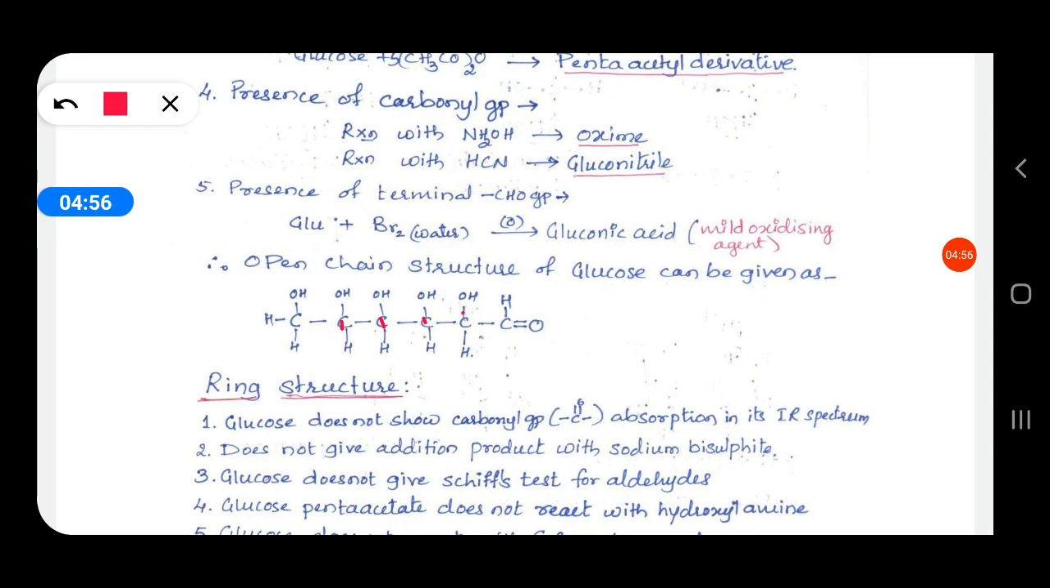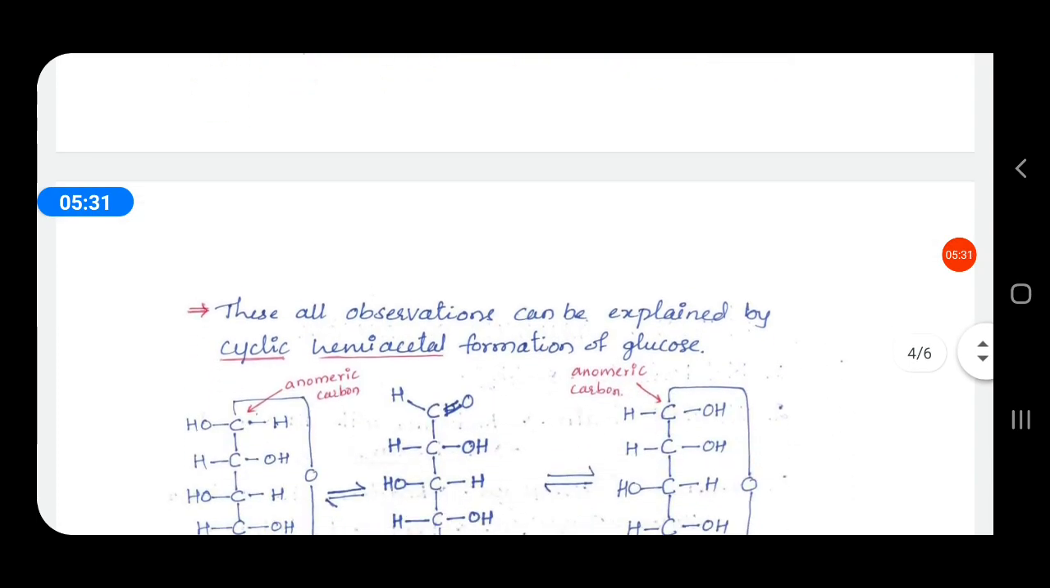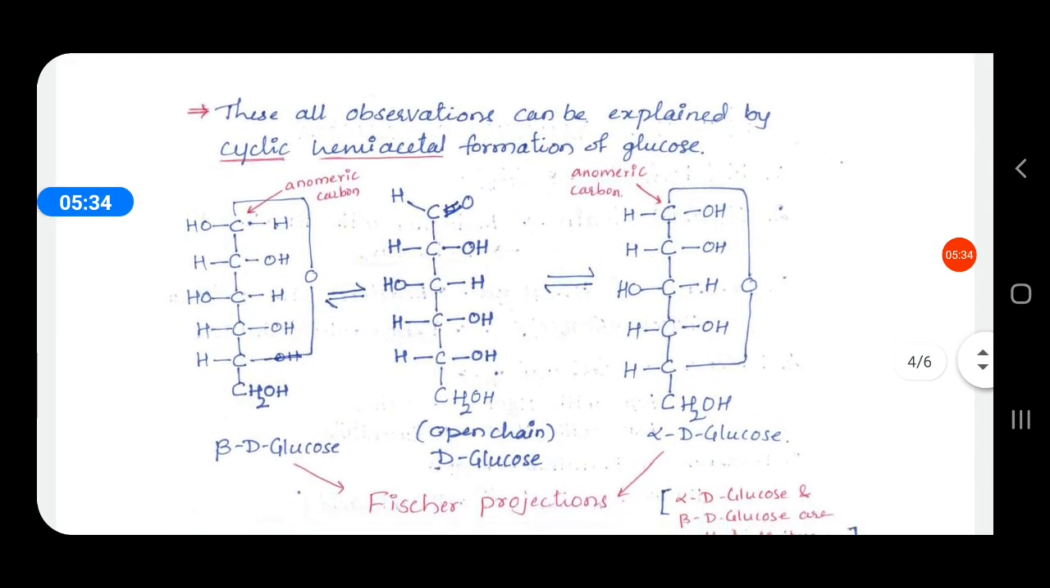We know that if asymmetric carbons are present, then it shows different isomers. For this structure, the number of isomers is 2 raised to n, where n is the number of asymmetric carbons. Here 4 asymmetric carbons are present, so 2 raised to 4 is equal to 16. So 16 isomers are possible for this structure. Among these 16 isomers, which one is the structure of glucose? The structure of glucose is also confirmed by a series of reactions.